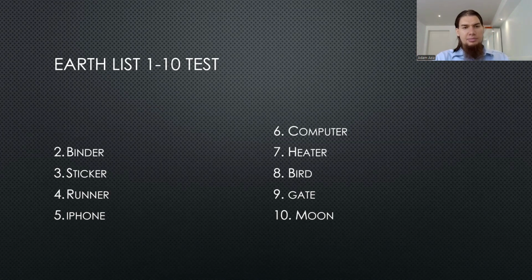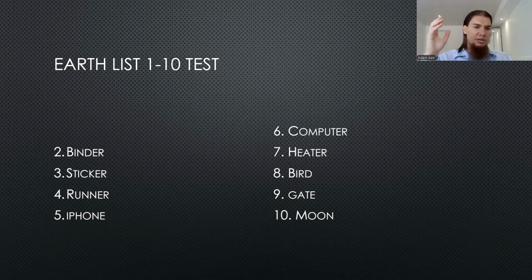And we're going to have them disappear. So you're going to do your best to make the Earth list interact with this new list. Number 2 is binder. And you're going to make it interact with number 2 of the Earth list. Number 3 is sticker. And you're going to make it interact with number 3 of the Earth list. Do your best. And if you don't get them all, it's okay. It's just an exercise. So number 2, I'm just going to give you the word, and you're going to do your best to make the visualization yourself.